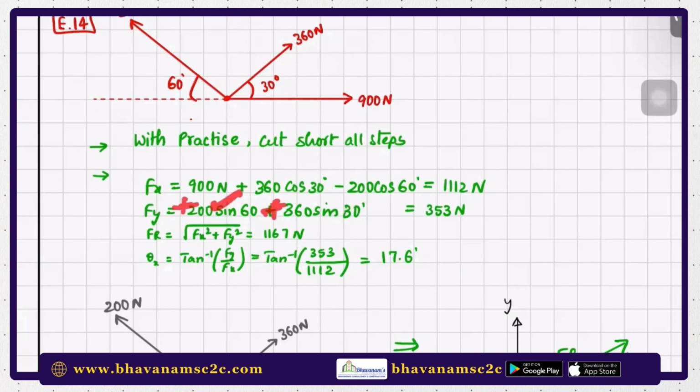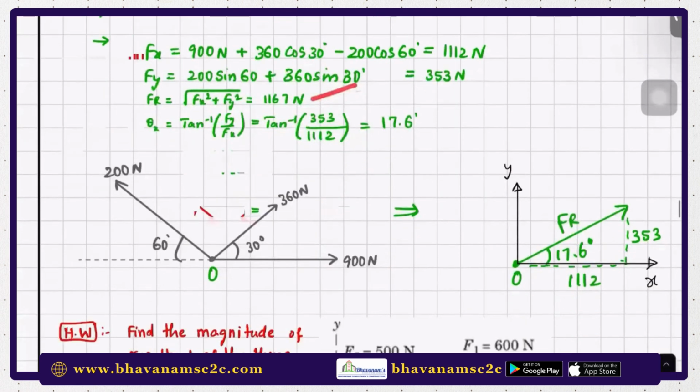So if you are not able to follow me, please practice it again. You need to be quick here for the cut short methods. So now I got the Fy. Once you have the components along the y and x directions, you simply do under root of Fx square plus Fy square. That will be the final answer. So that's how you need to cut short.